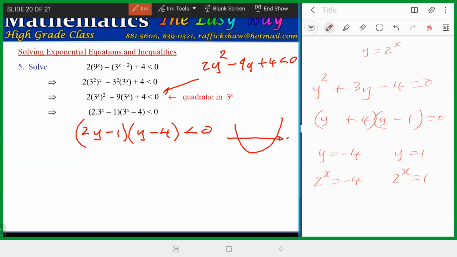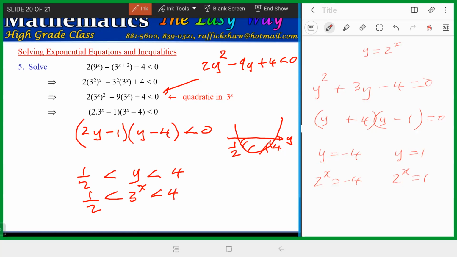Don't worry about this right now. Half and 4, and the less than means that you want under here. It means that the y is greater than a half and less than 4. And y is 3 to the x. It means that 3 to the x is less than 4 and greater than a half. But we're spending time on the quadratic.